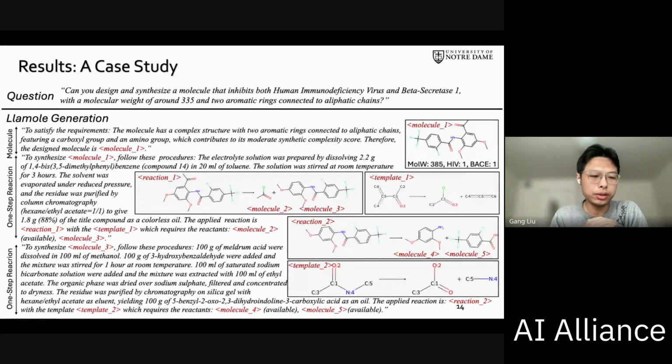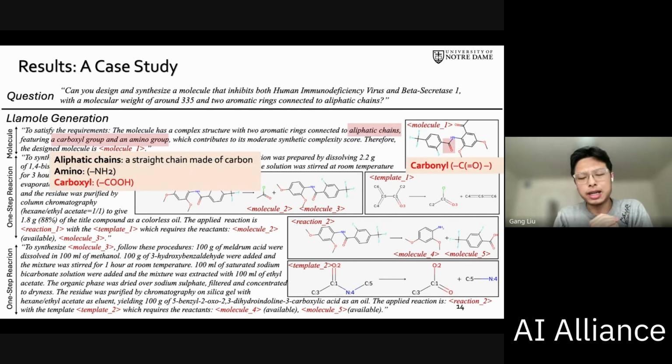And it will continue to analyze how to synthesize these molecules. In this case, the procedure has 2 steps. And in each step, the large language model will tell us the reaction procedure, the pressure, and the temperature of the reaction, and then the graph neural network will tell us what specific reaction template and reaction formula we should use. That's about this case study.